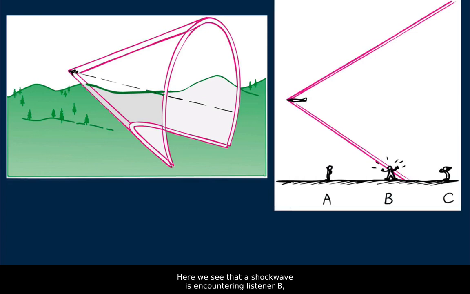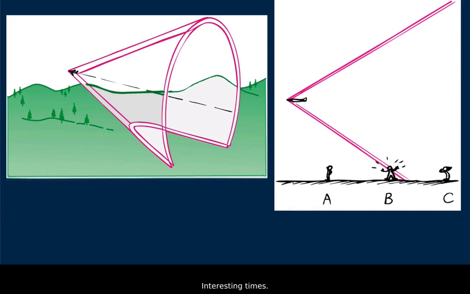Here we see that a shock wave is encountering listener B, and has already encountered listener C, and is about to encounter listener A. The boom moves across the ground at the speed of the aircraft. The aircraft that generated this shock wave may have exceeded the speed of sound many minutes ago. There is much present effort by designers to minimize the effects of the sonic boom produced by supersonic craft, but there's no escaping it. It's just physics.